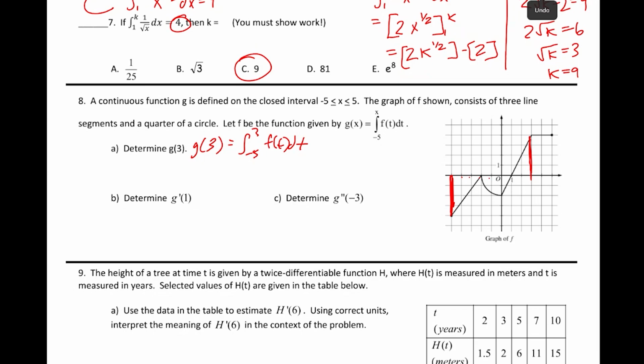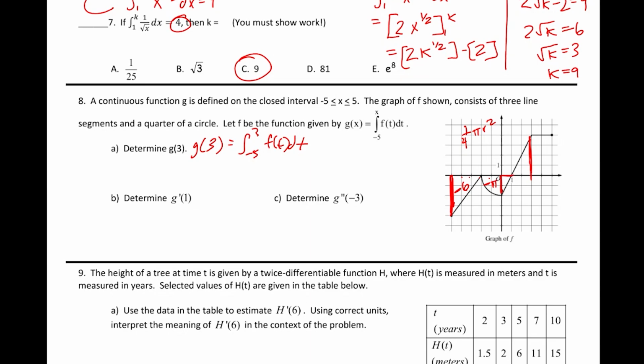The area of that first triangle is going to be, let's see, 3 times 4 is 12, divided by 2 is 6. So I'm going to think of this area as being negative 6. For this one, it's a quarter circle. So 1/4 pi r squared, where r is 2. So 2 squared is 4. 4 divided by 4 is 1. So that's just going to be pi. The area is pi, but since it's below the x-axis, we're going to call it negative pi.